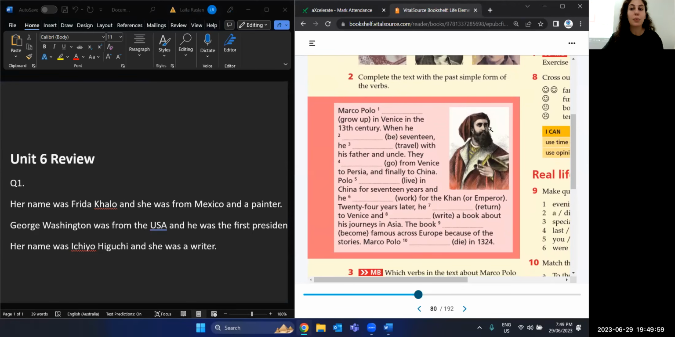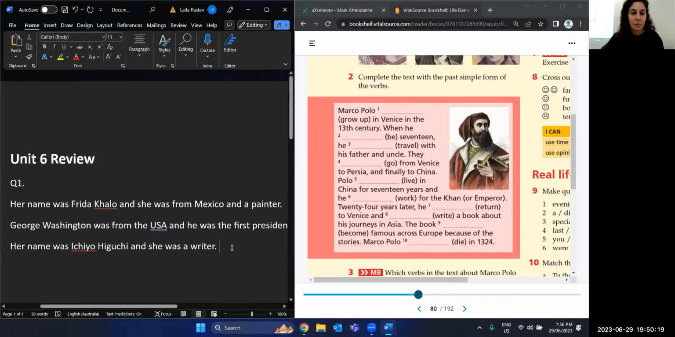So we have Marco Polo. We all have heard of this man. His name was Marco Polo. Let's look at our past verbs. You remember we've got regular, that means they take the ed, or irregular, they break the rule, like went, saw. So number one, Marco Polo grew up. So grew up, that's in the past. That's how we say he grew up.